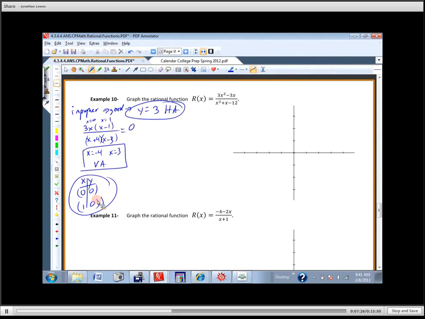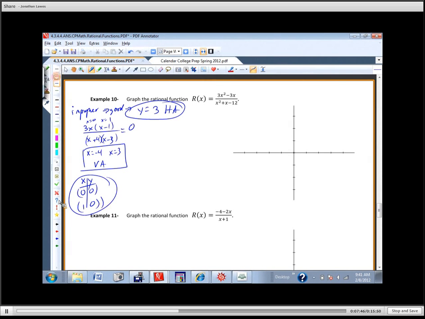Okay. Anything else we need to do before we start graphing? Nope. That's pretty easy. Proper or improper. Simplify it. Figure out where the domain issues are. Figure out whether or not they cancel. That'll tell you whether you have holes or vertical asymptotes. And then just find the x and y intercept. That's enough to get started.